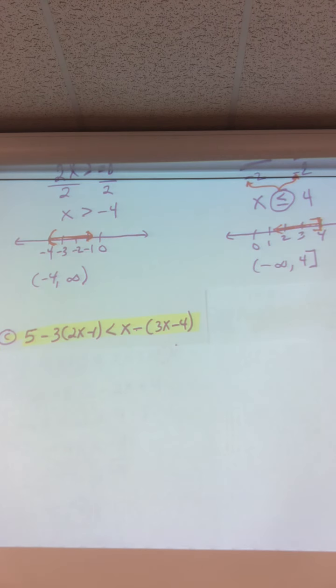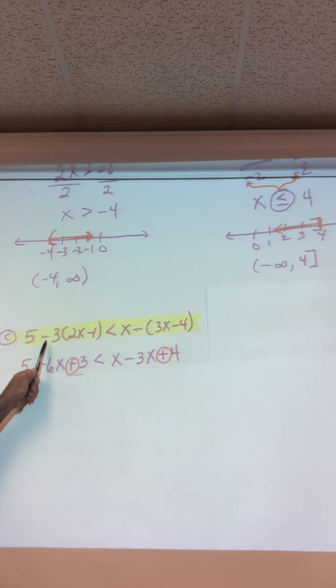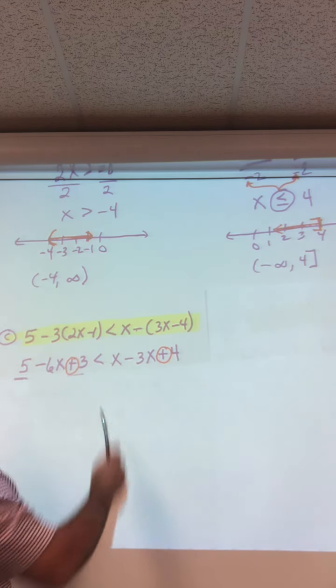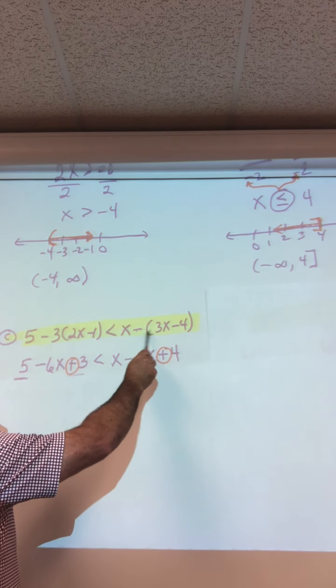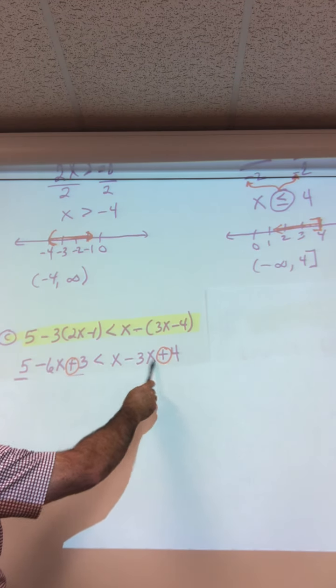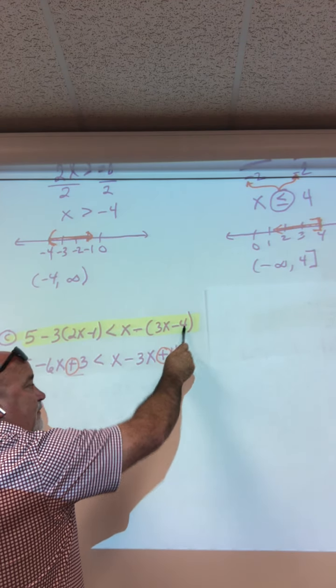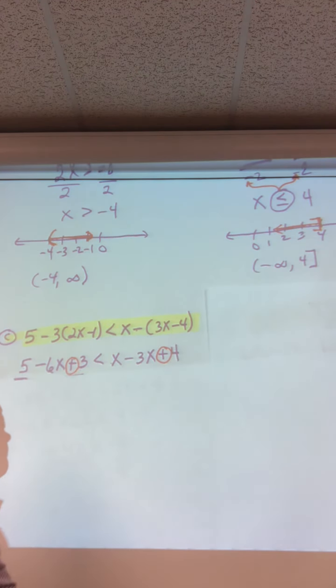All right, when I distribute on the left, bring the 5 down. Negative 3 times 2 is negative 6x. Negative 3 times negative 1 is plus 3. Now the right side, bring the x down. Negative 1 times 3 is negative 3x. And then negative 1 times negative 4 is plus 4.